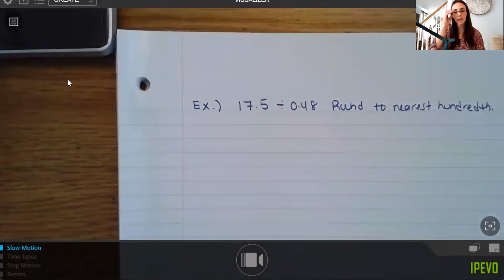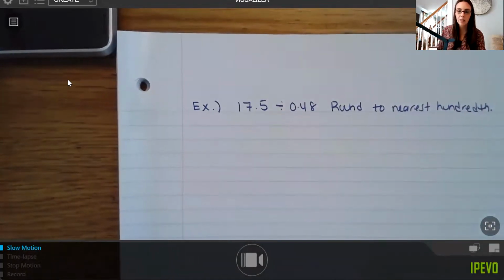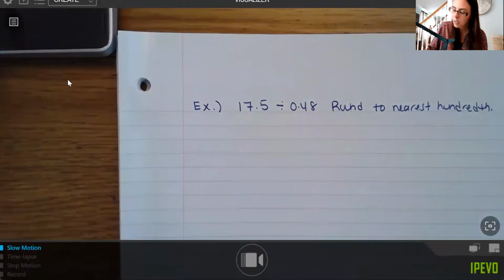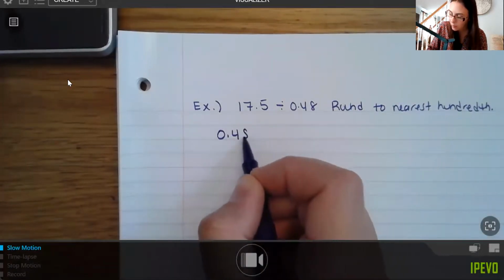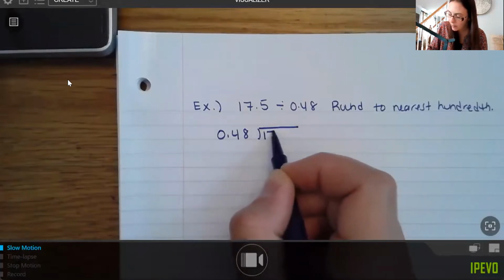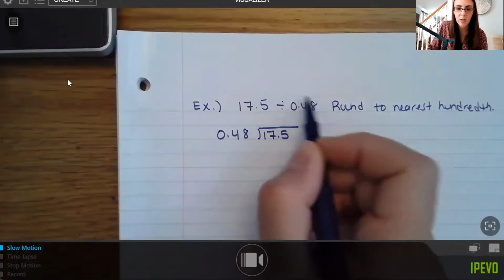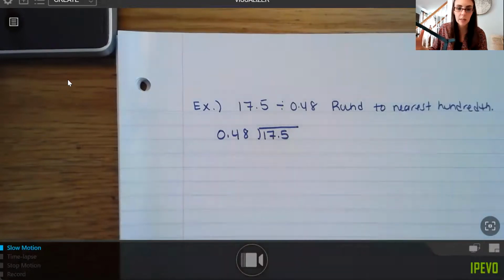All right, so I'm gonna do 17 and 5/10 divided by 48 hundredths, and then I'm gonna round to the nearest hundredth. So this tells me that the problem is probably not gonna end, or if it does, it ends really far out. So we're gonna end up rounding our answer here. So I have that 0.48 on the outside and that 17.5 on the inside. Remember, your second number always goes on the outside. It's not about how big or small it is.